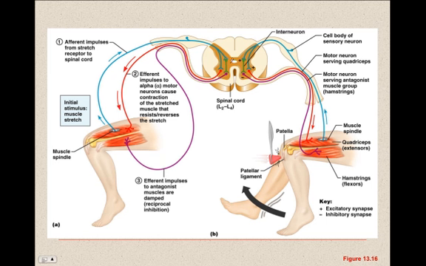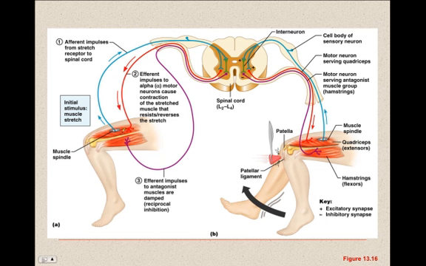They'll branch and synapse oftentimes with multiple neurons, sometimes with an interneuron, sometimes directly with a motor neuron. So here in this case, it's going to synapse on this side directly with a motor neuron, okay? And that motor neuron is going to travel all the way down to the quadricep muscles and cause the quadricep muscles to contract, kind of opposing that stretching of the muscle.